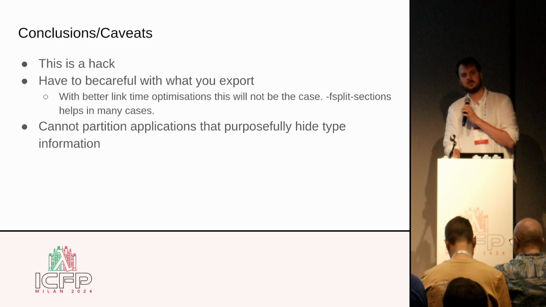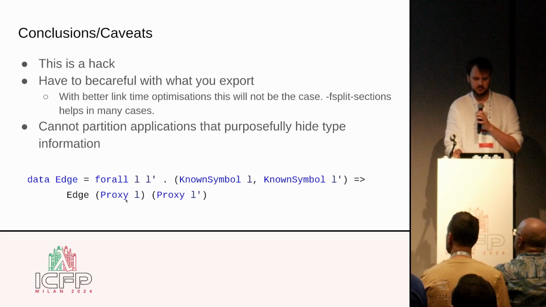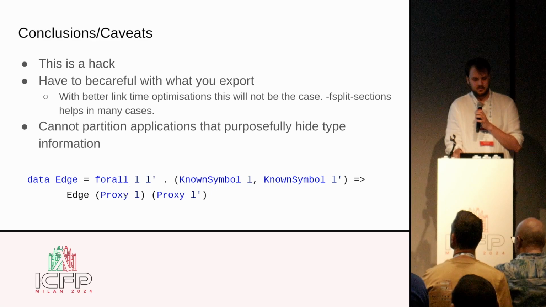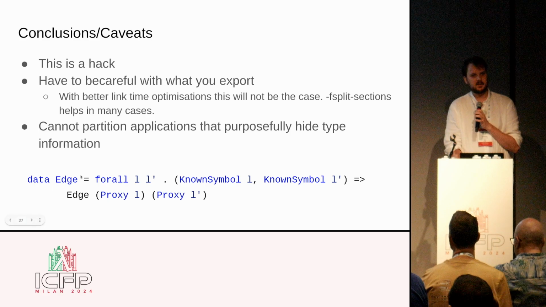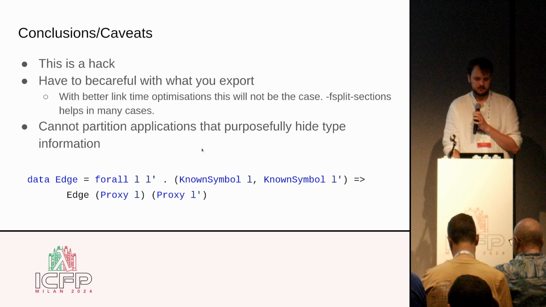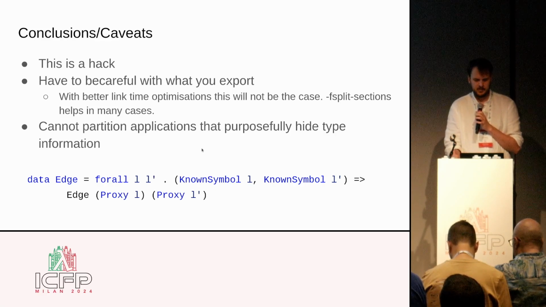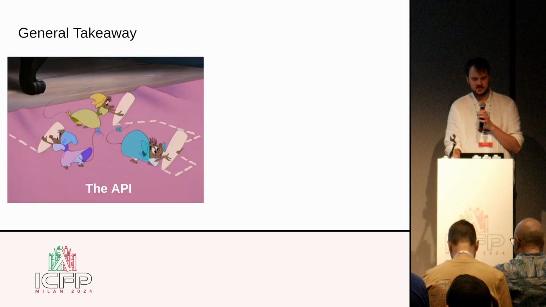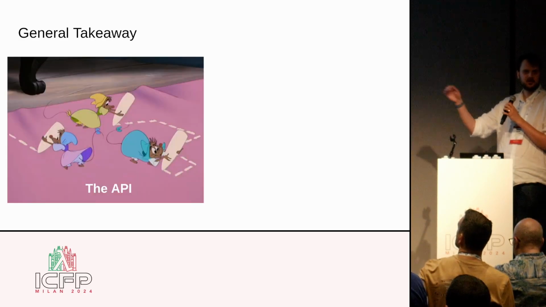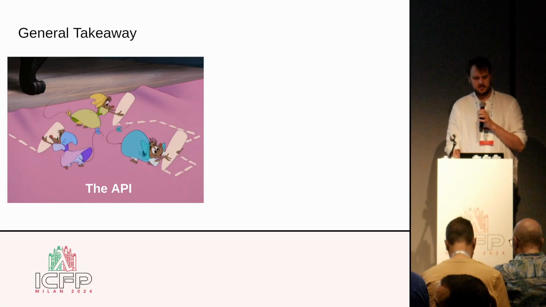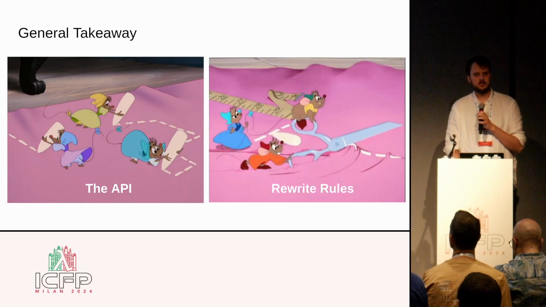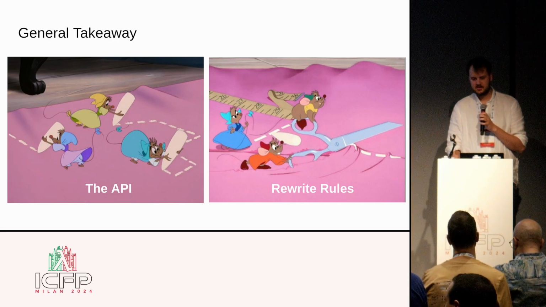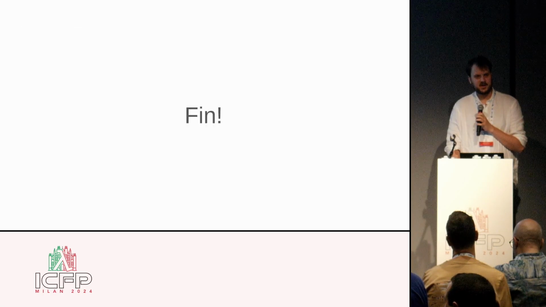The one example that we couldn't run from the HasChor programs was a ringleader protocol, where they define a type edge that internally has these two proxy types, and we can't write a rule for edge that matches on these on the inside. So we couldn't partition this program without rewriting it. The general takeaway is that the API defines the borders of partitions in your program, and the rewrite rules are what we use to actually do the slicing and partition the program. So yeah, I hope you like this hack.